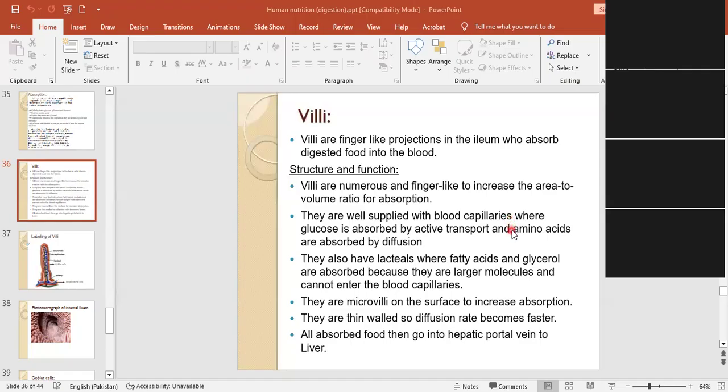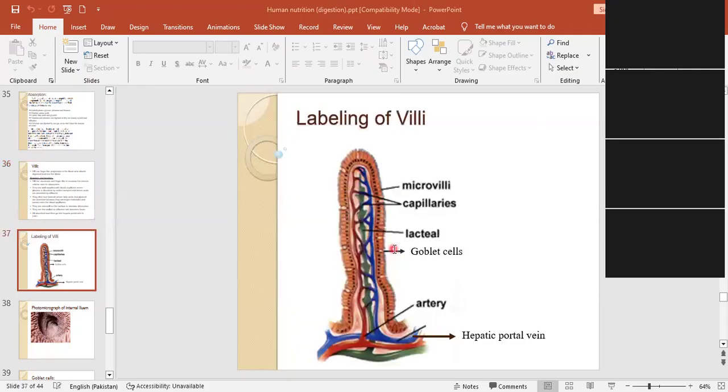And how is it absorbed? The glucose is absorbed into the blood capillaries by active transport, and the amino acids are absorbed by diffusion. You have to remember that these are the key terms. Glucose is absorbed by active transport, and amino acids are absorbed by diffusion. Okay, next point.